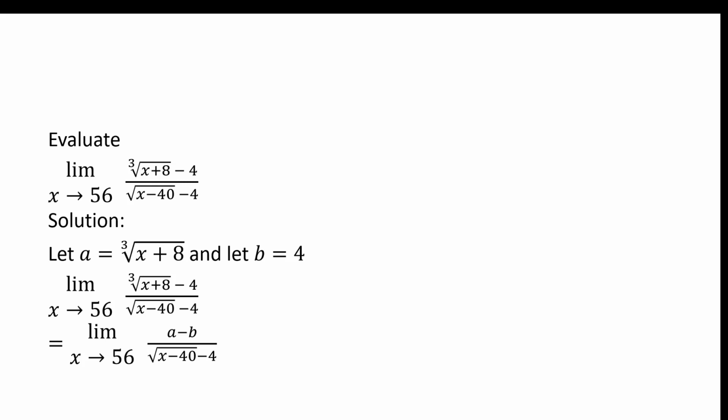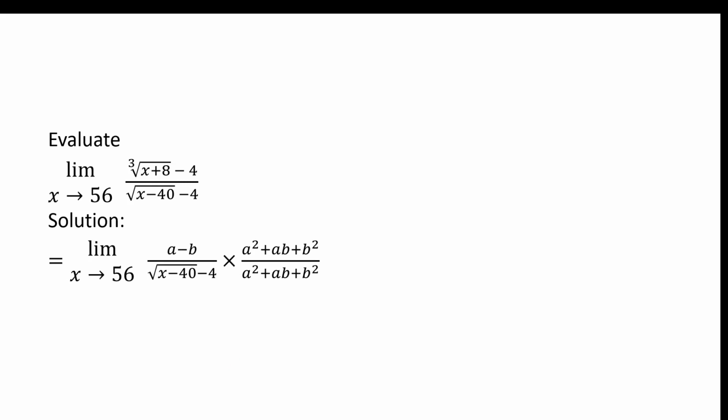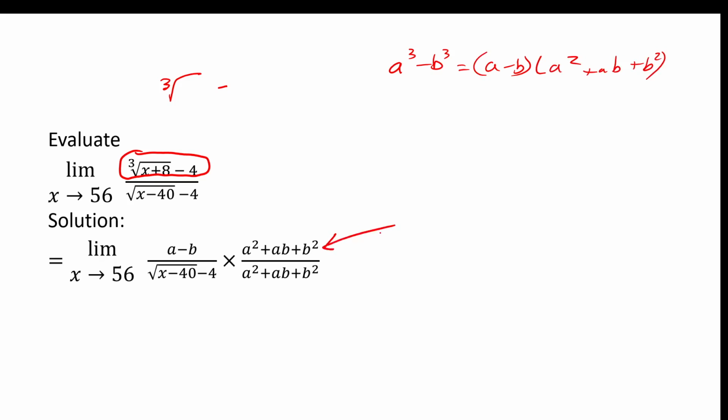And so we're going to be able to write our expression as the limit as x goes to 56 of a minus b over square root of x minus 40 minus 4. Okay, now we want to create a difference of cubes up top. The reason we want to create that difference of cubes is because we've got a cubed root and a subtraction. So what's the formula for a difference of cubes? It's a minus b times a squared plus ab plus b squared. That's the formula. So that's why you see what you see right there.